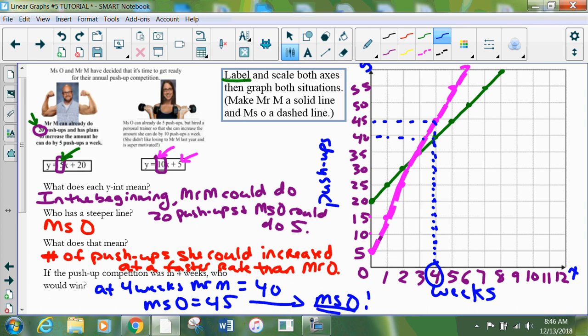All right, so this is what we're going to be working on for this part of the unit, graphing by looking at a story. We're going to look at a story, set up a graph, and then make sense of what our graph represents. So thanks for joining me, and have fun practicing.